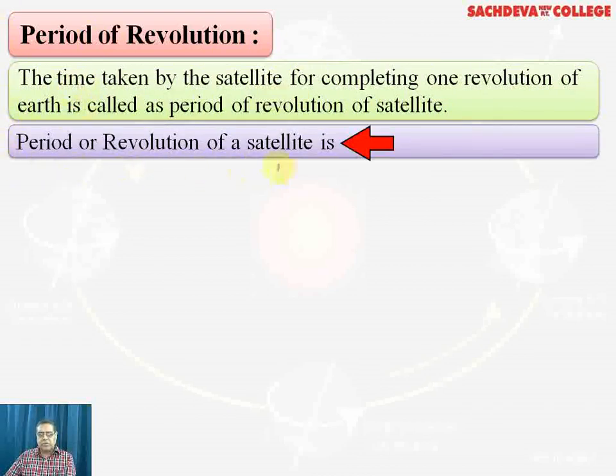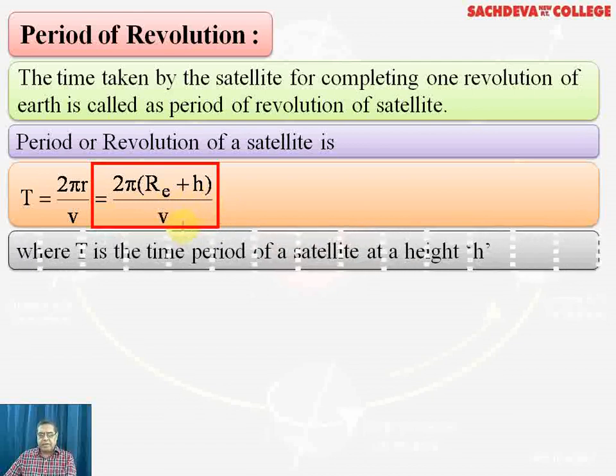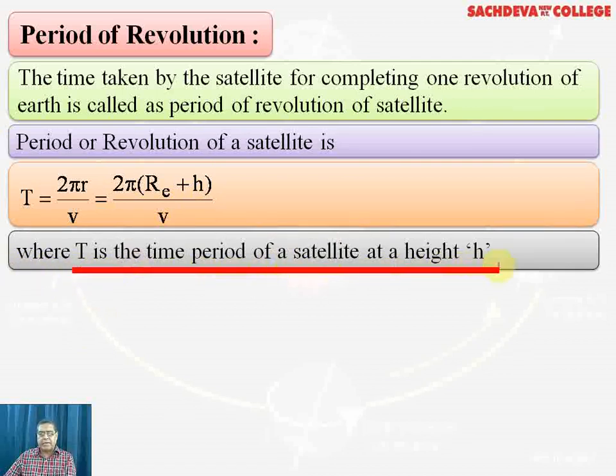So the period of revolution of a satellite is given as 2 pi r over v, where v is the orbital velocity and r is the distance of the satellite from the center of mass of the other body. But if the satellite is at height h from the surface, then r must be taken as Re plus h. Then the time period will become 2 pi into (Re plus h) divided by v. That will be the time period, where T is the time period of the satellite at height h.